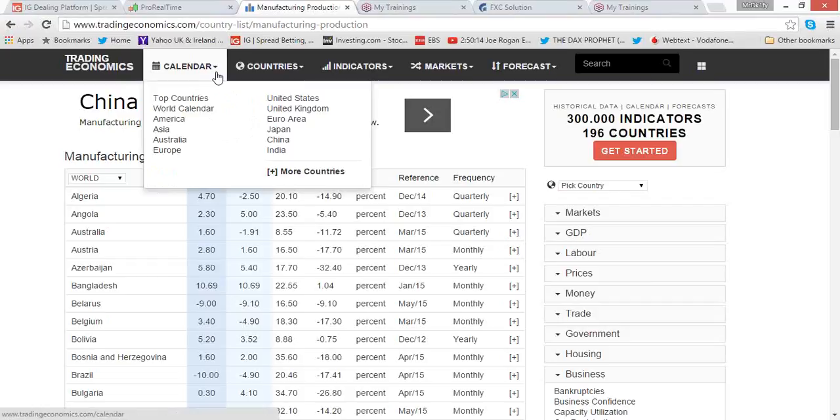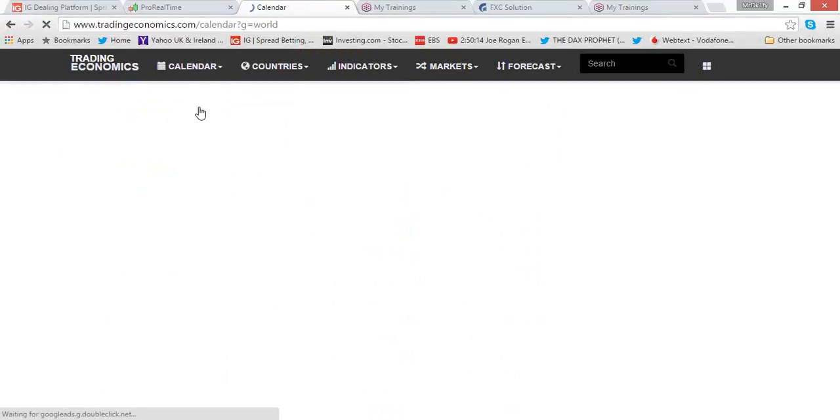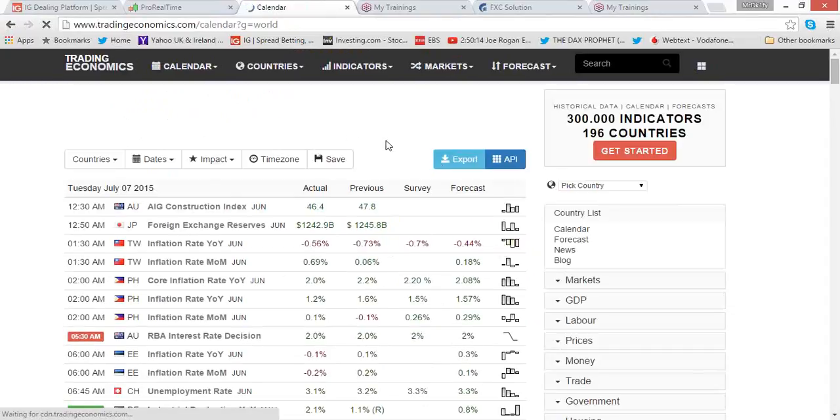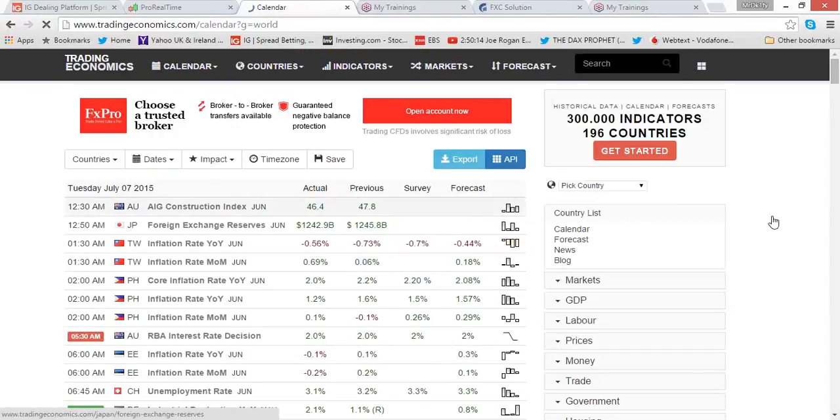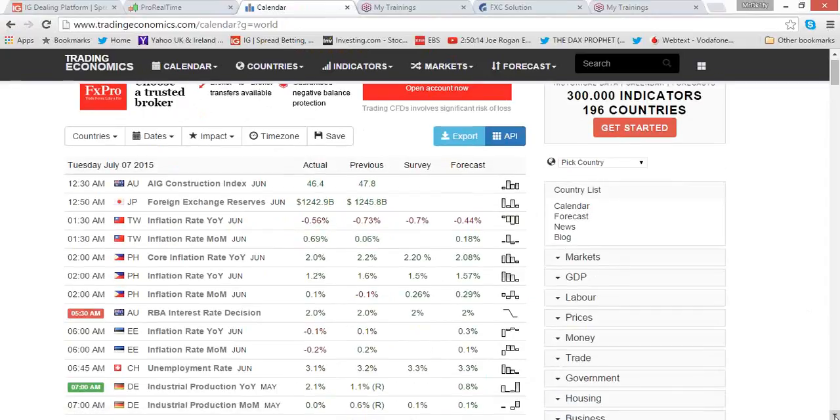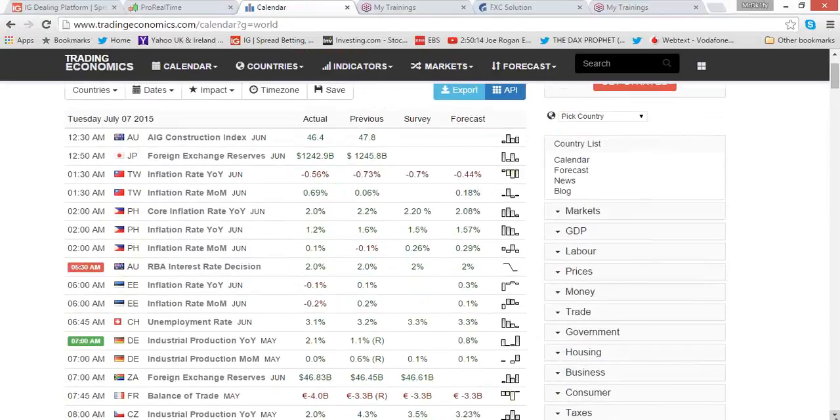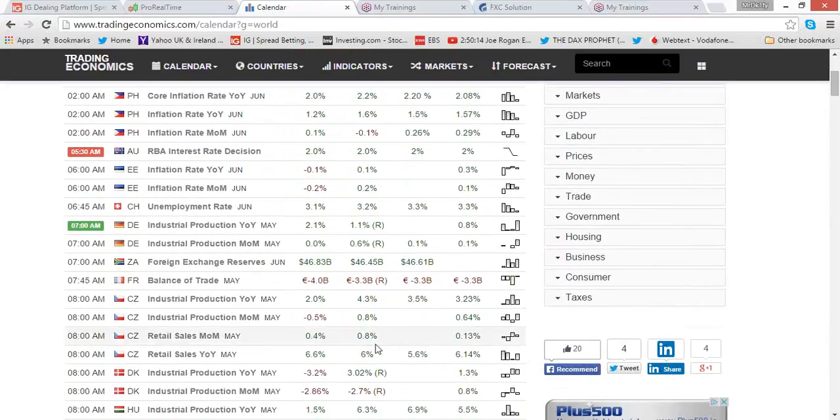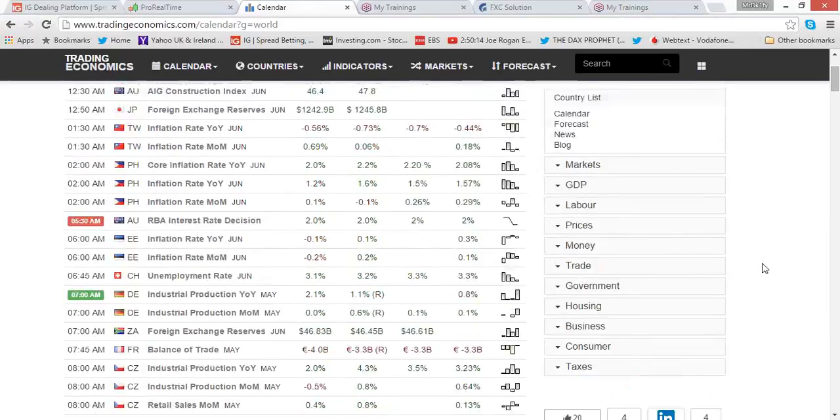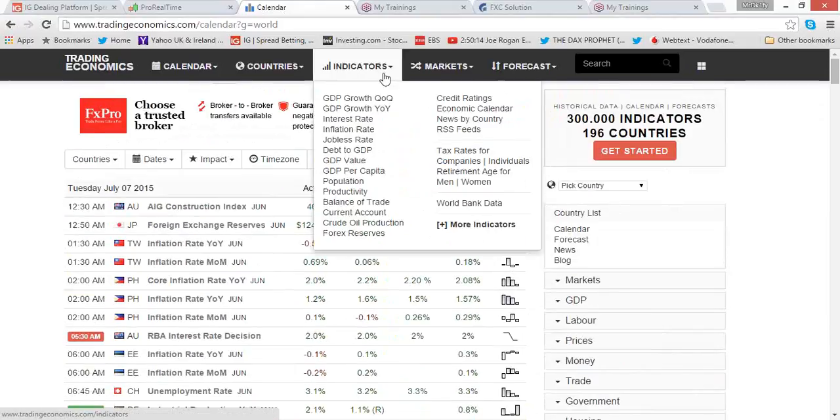Okay, and you're looking for a news release, you go to your economic calendar. So the economic calendar here is going to give you the time and the dates when these news releases are happening. So this changes on a daily basis. So there's Tuesday the 7th of July 2015. These are your news releases today. So whatever market you're trading, you need to be aware of when these events are happening, and it's all there for you. Okay, you can see all the different news events and how they are going to impact your market.